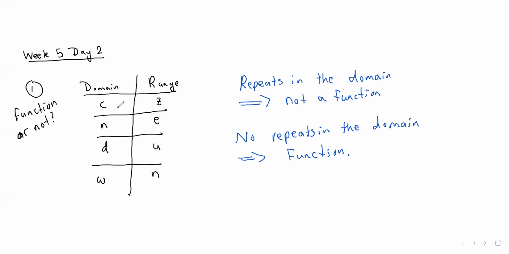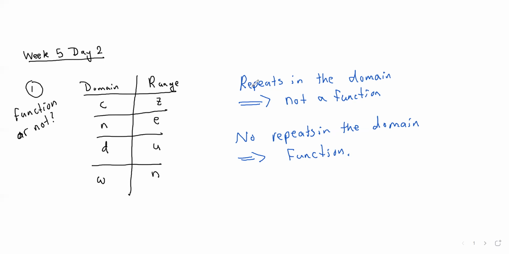So how do we know if this relation represents a function? We can use these following rules here that I've written down. The basic idea is as follows. If the domain has any repeats, that is, if some element appears twice, then this relation does not represent a function. If there are no repeats in the domain, that is, each letter appears only once on the left side, then this relation is a function. So for these kinds of relations, we don't even need to look at the range, we just need to look at the domain.